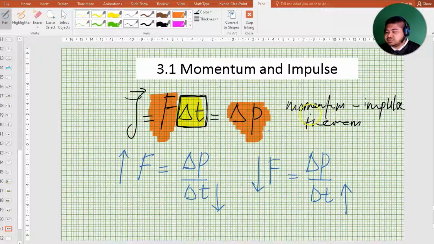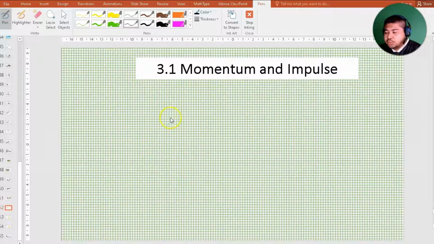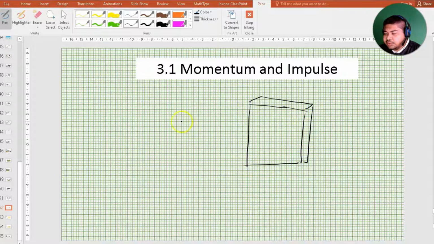It gives the relationship between F and delta P, and the determining factor is delta T. Alright, I'm going to do one last example where we have a ball that is thrown to a wall and then bounces off the wall. So I'm going to draw you the wall here. So we have the ball that is thrown to the wall.